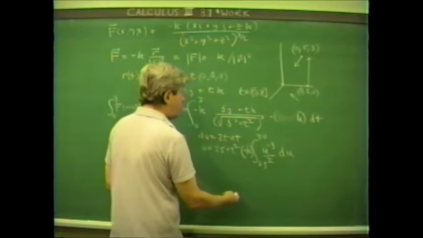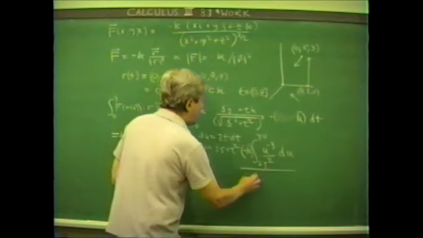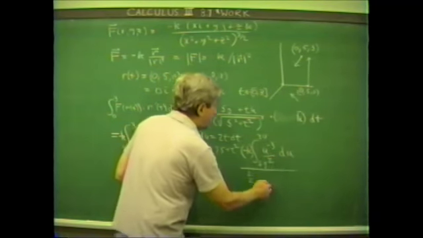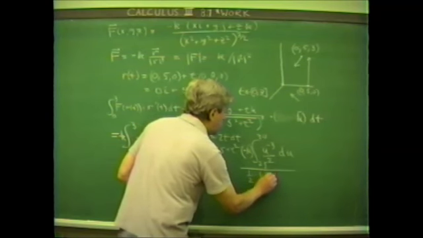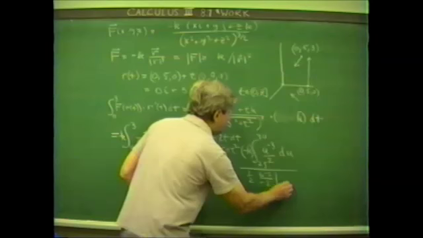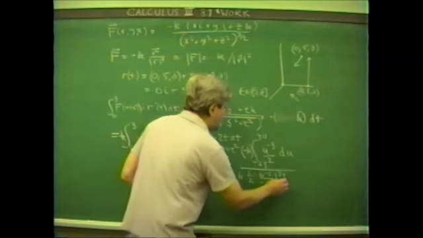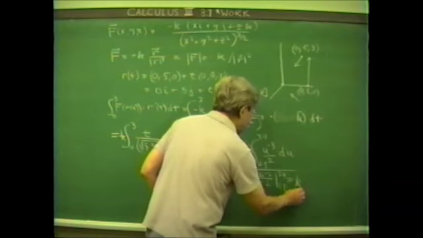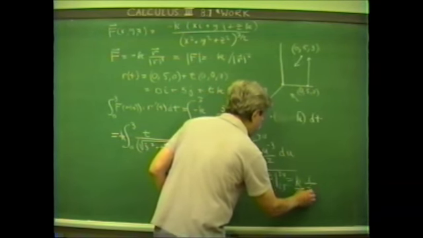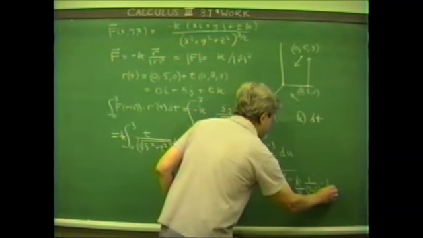And now this is going to be an easy integral to evaluate, right? That's to say we take 1/2 u to the minus 1/2 over minus 1/2, evaluated from 25 to 34, and times minus k. So we're going to get out of this k times 1 over 34 squared minus 1 over 25 squared.